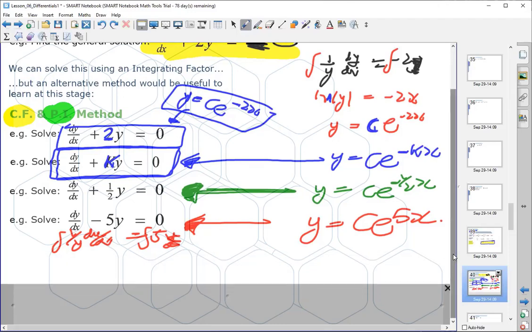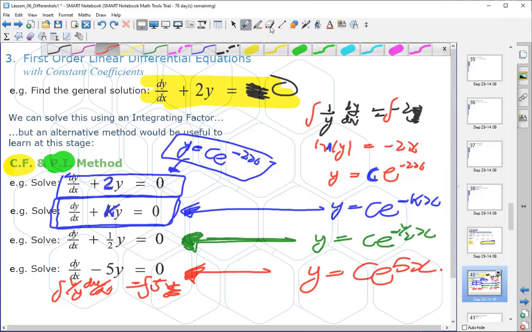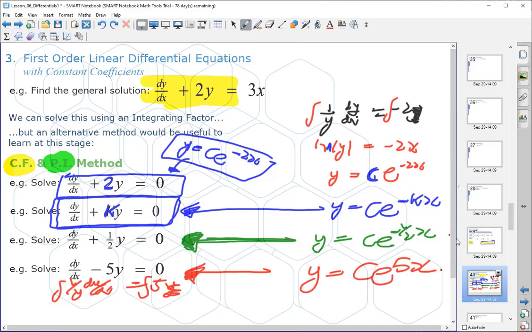Okay, so what I did was I scratched the 3x off of here, and I said that the answer for this is y equals ce to the minus 2x.